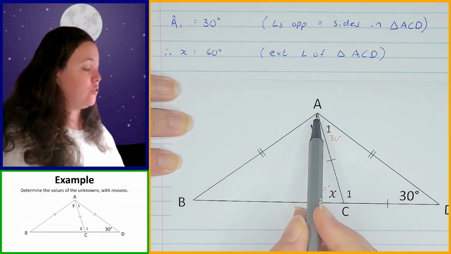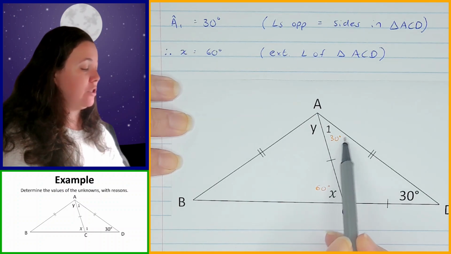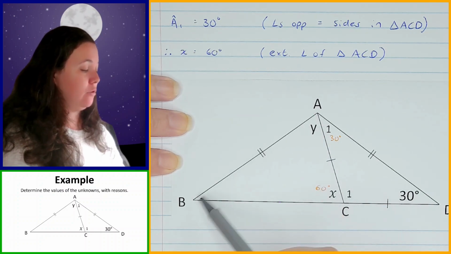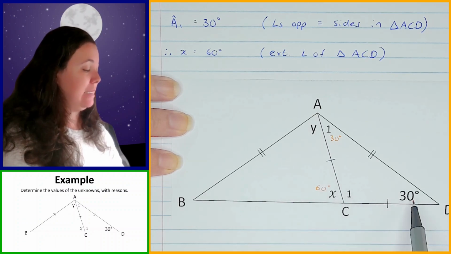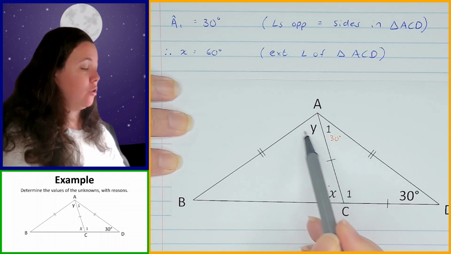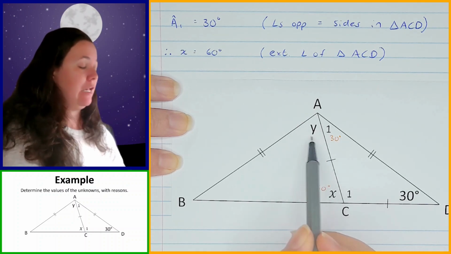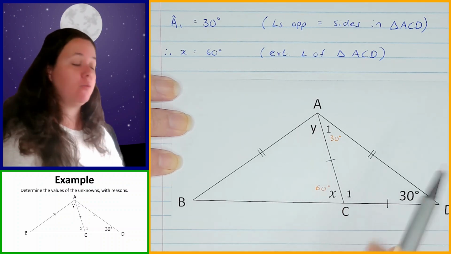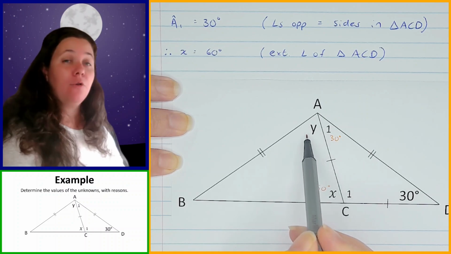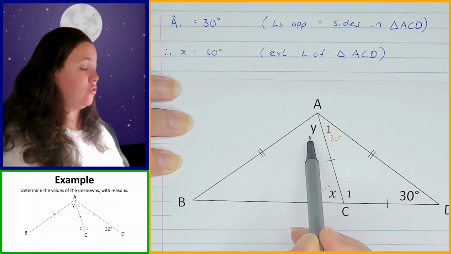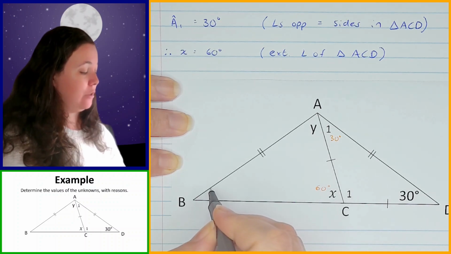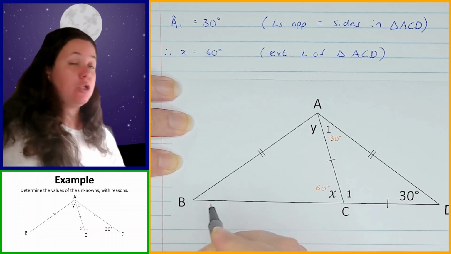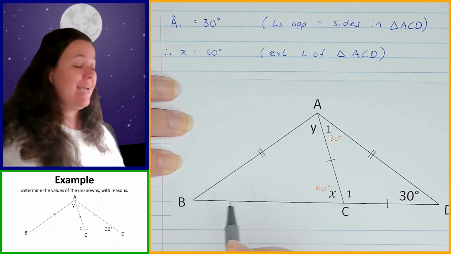And the same thing for triangle ABD, because I know what this part of angle A is. I know that that's 30. If I can work out what B and D are, then I can work out what the whole of angle A is, and that'll help me to work out what y is. So I have two options. Both of those involve the sum of the interior angles of a triangle. And for both of them, I need to know what angle B is. So at the moment, I don't know what angle B is, but I can work it out.